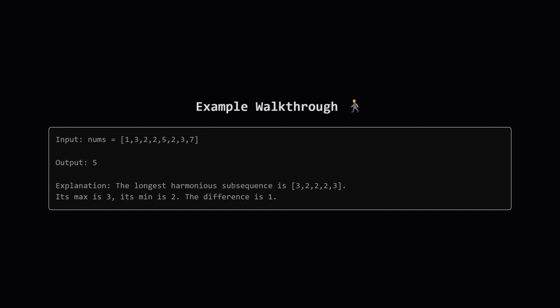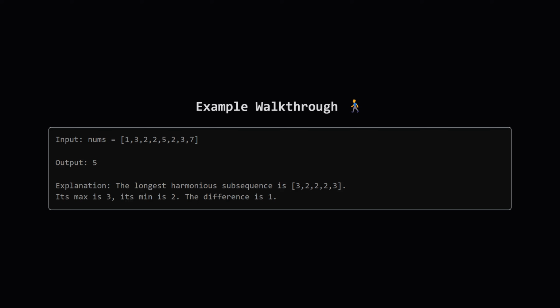Okay, so here's the problem statement. The key idea is this: we're looking for a harmonious group of numbers. What does that mean? It's just a fancy way of saying a collection of numbers where the difference between the biggest one and the smallest one is exactly 1. Our goal is to find the longest possible group like this that we can form by picking numbers from the input list.